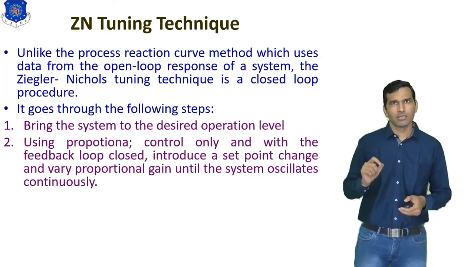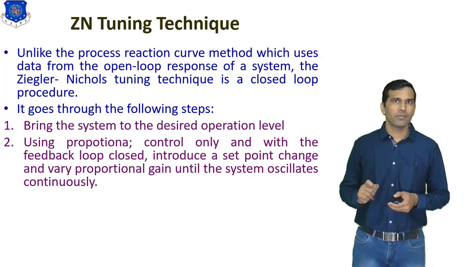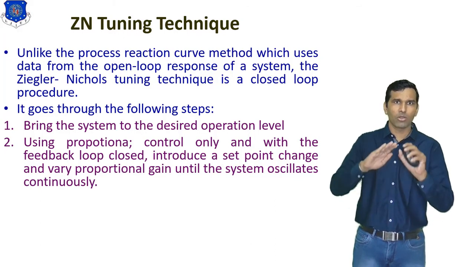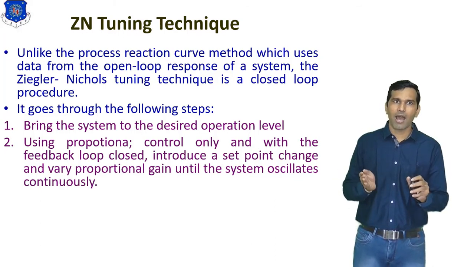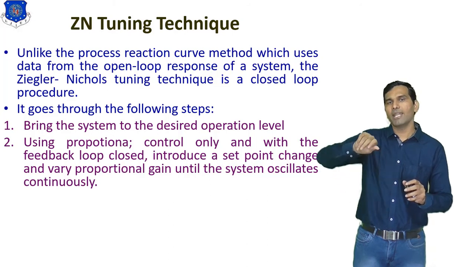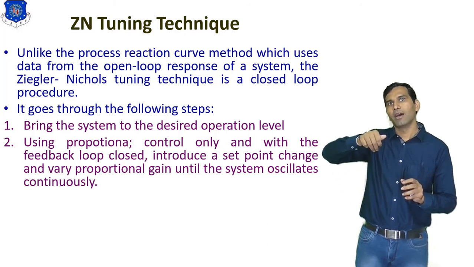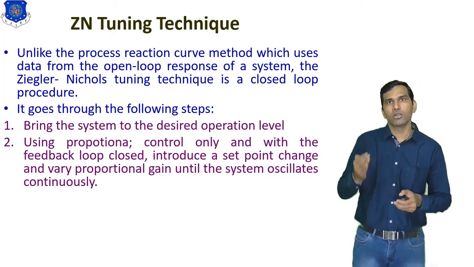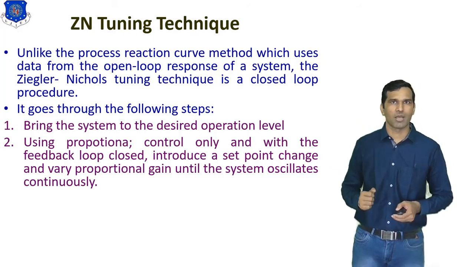Now understand the second step. Here we use only a proportional controller and a closed loop system, and we vary the proportional gain until the system oscillates continuously. So this is the second step.